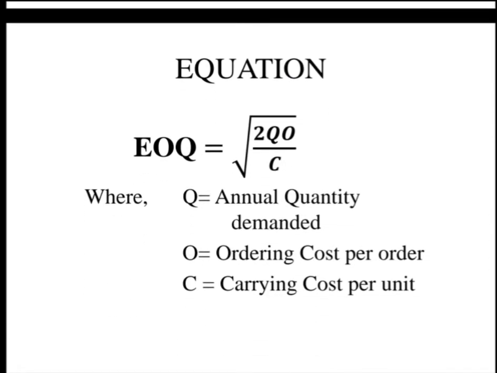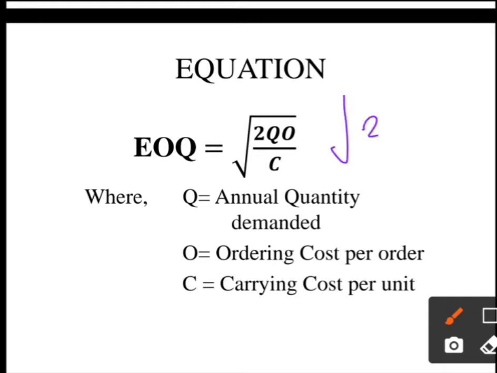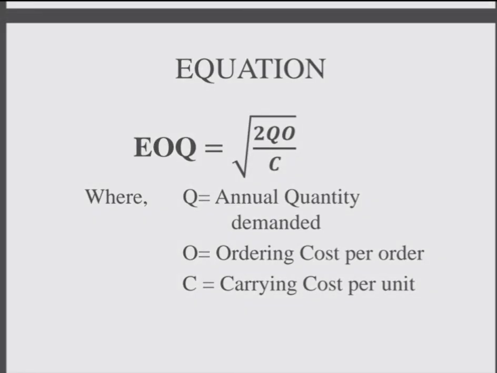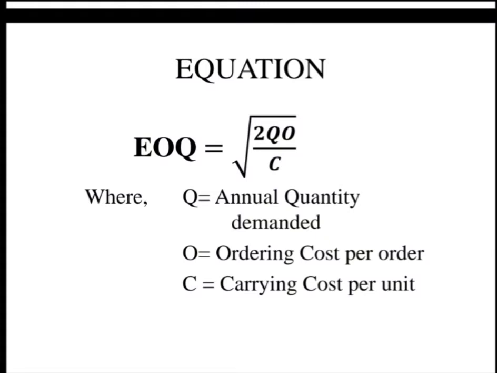The equation of economic order quantity is EOQ equal to the square root of 2QO divided by C. Q is the annual quantity demanded, the demand per year. O is the ordering cost per order, and C is the carrying cost per unit.